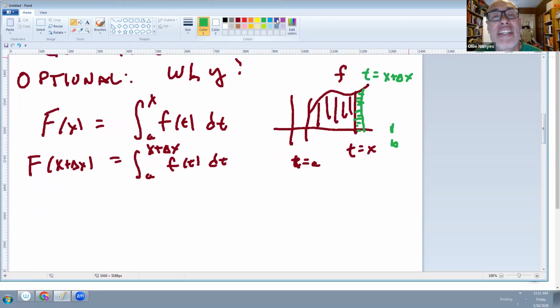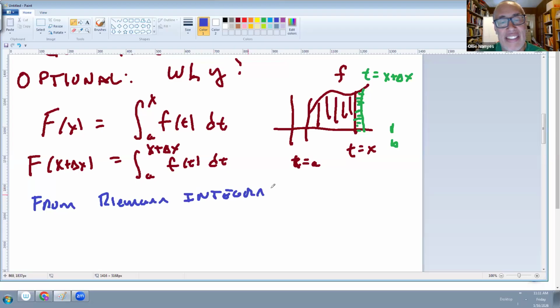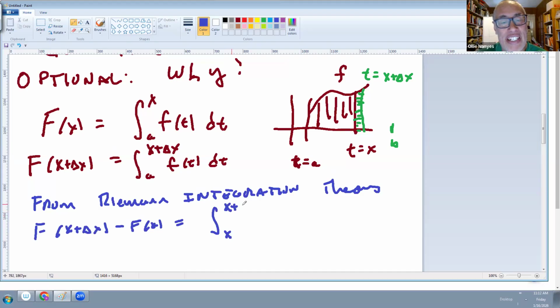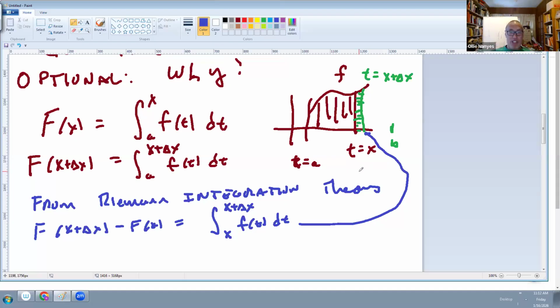Now, and this is key here, from Riemann integration theory, that's where you did all the Riemann sums and that kind of thing. If you took the difference between these two, and again, this is from how you set up integrals, that's going to be the integral between x and x plus delta x of f of t dt. And it gives you this little green area right there. Right, so we do know that.